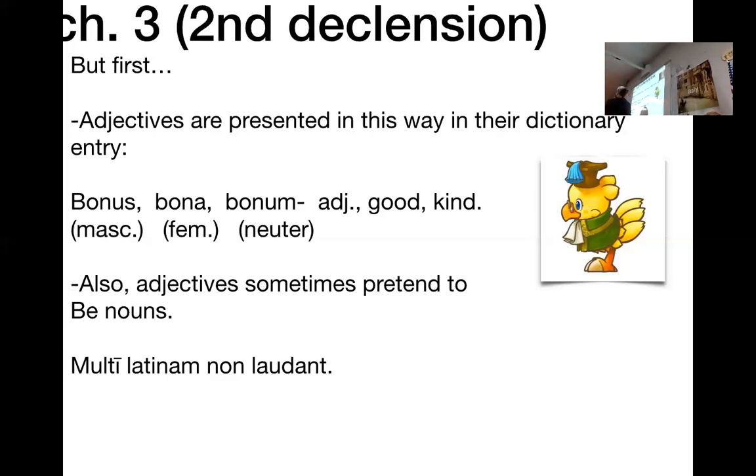Does anybody know what multi means? From multus, multa, multum, the adjective. Ava, what does multi mean? Exactly. So this is just going to be many, and that's going to be the subject.